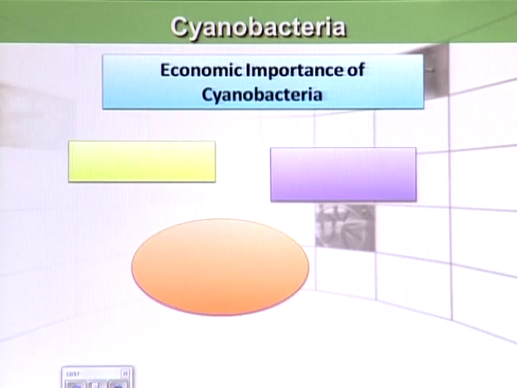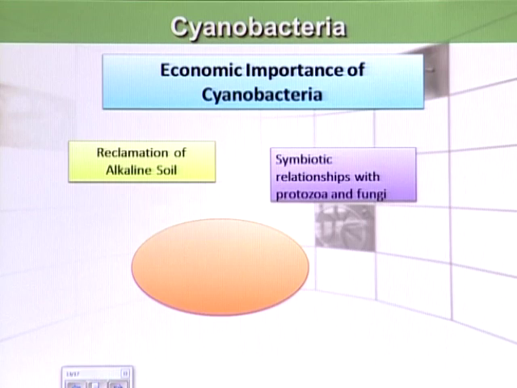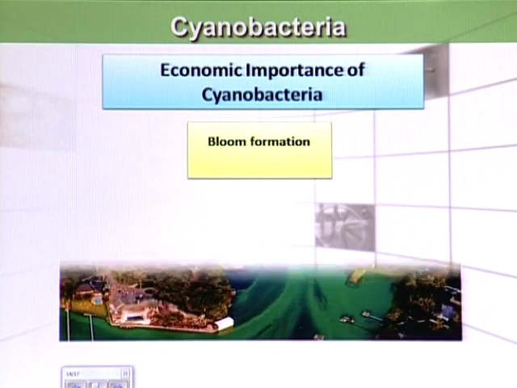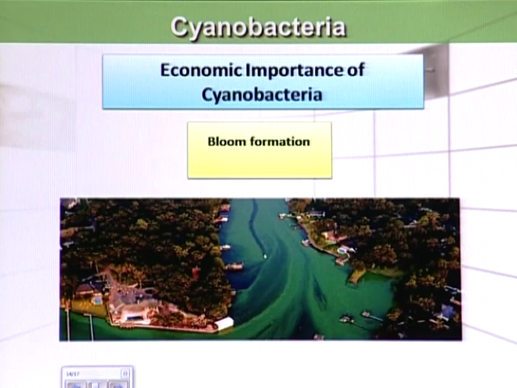Talking about the economic importance of cyanobacteria, they have a role in the reclamation of alkaline soil. In addition, they have symbiotic relationship with protozoa and fungi, and they also have photosynthetic partners in lichen association, and they release oxygen in the environment due to photosynthesis. In addition, they have a role in bloom formation. When conditions are favorable, they divide, and their generation increases, and as a result we can see the scum on the water surface, and due to this scum or bloom formation an unpleasant odor is also produced.